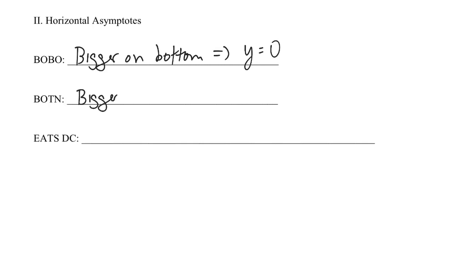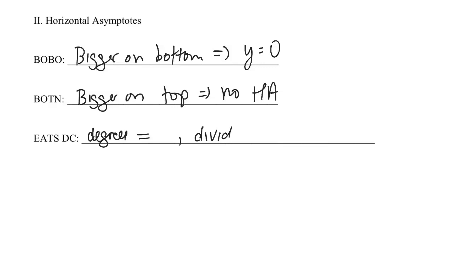If the degree of the numerator is bigger, or bigger on top, this means that there is going to be no horizontal asymptote. There is going to be the possibility, though, of a slant asymptote, and we're going to talk about that in Roman numeral 3 of these notes. And then finally, if the exponents are the same, so we can just say the degrees are equal, then what that means is that you're going to divide the coefficients in order to get the horizontal asymptote. So same degree, exponents are the same, divide the coefficients in order to get the horizontal asymptote.